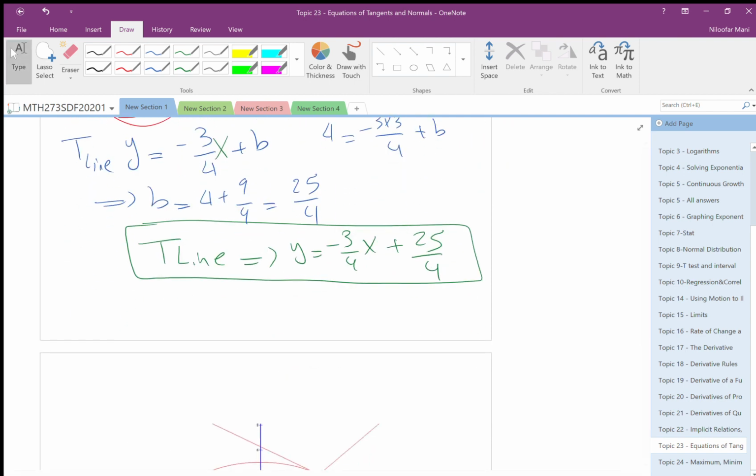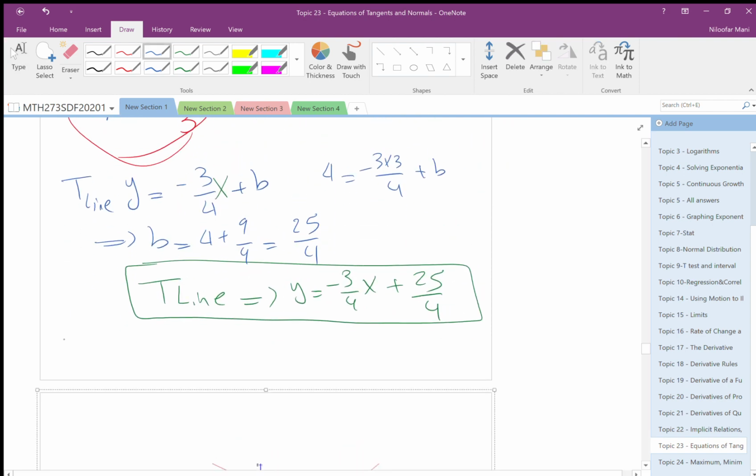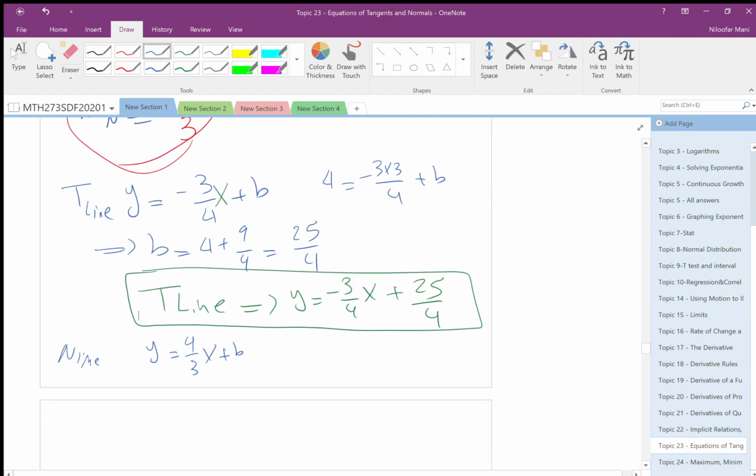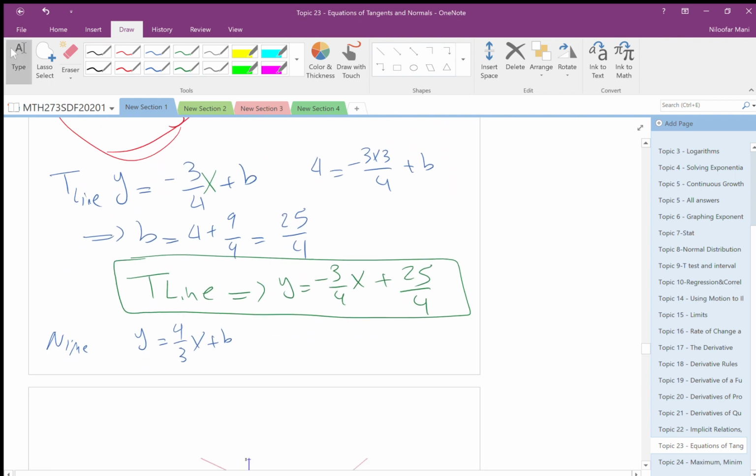How about the normal line? For the normal line, y equals, no, here 4 over 3, I found that. So 4 over 3 x plus b. I put 3 in x, so y is 4. Am I right? Yeah. So 4 equals 4 over 3 times 3 plus b. 3 and 3 cancel, so b is 0. So the equation of the normal line is y equals 4 over 3 x. Done. I don't have any b here because I found 0.